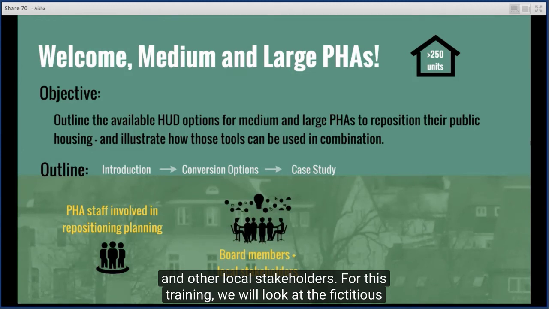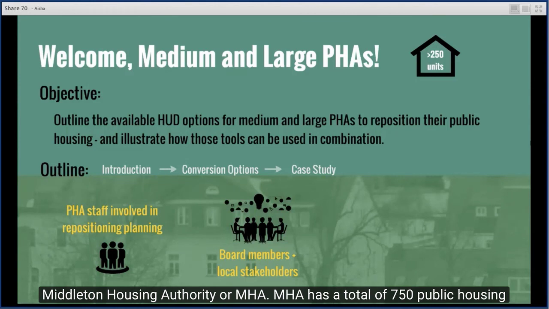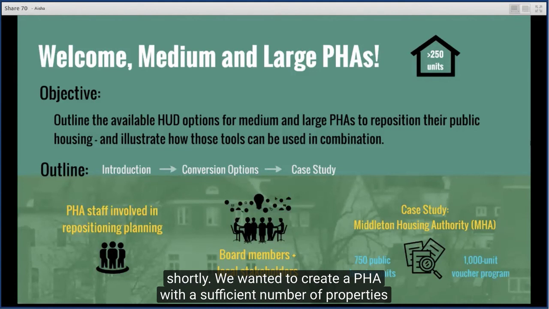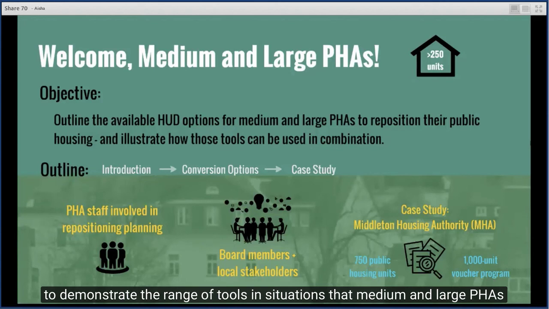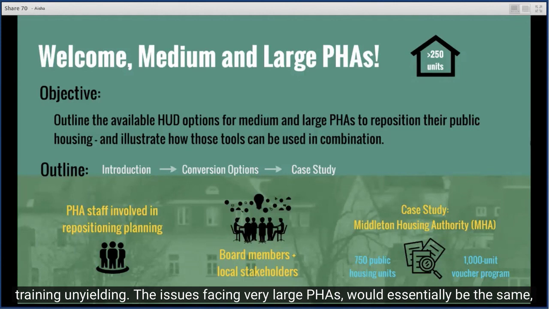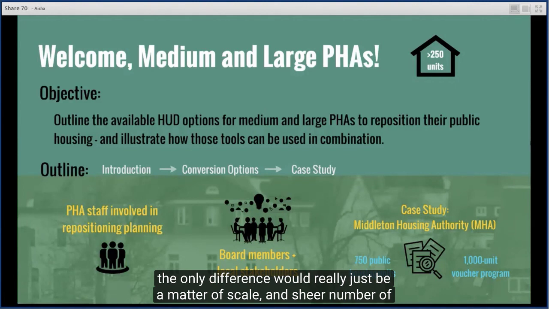For this training, we will look at the fictitious Middleton Housing Authority, or MHA. MHA has a total of 750 public housing units, but also administers a 1,000-unit voucher program. We'll talk more about MHA shortly. We wanted to create a PHA with a sufficient number of properties to demonstrate the range of tools and situations that medium and large PHAs may face with repositioning, but not something too large as to make the training unwieldy. The issues facing very large PHAs would essentially be the same. The only difference would really just be a matter of scale and sheer number of properties.